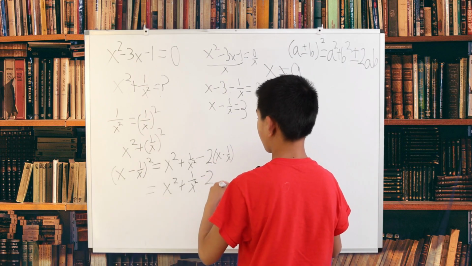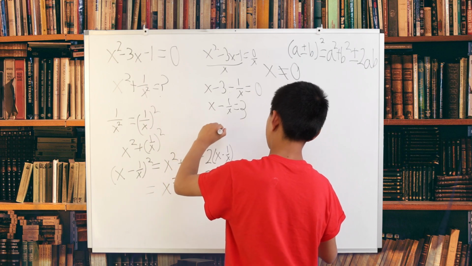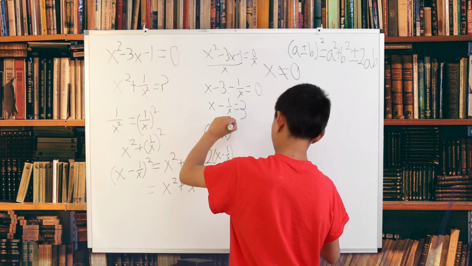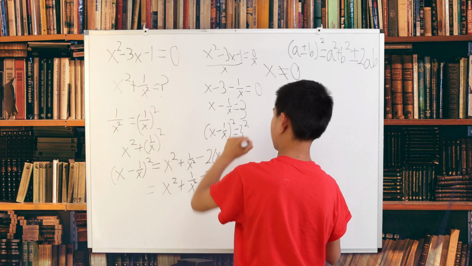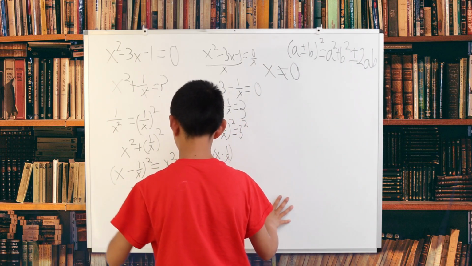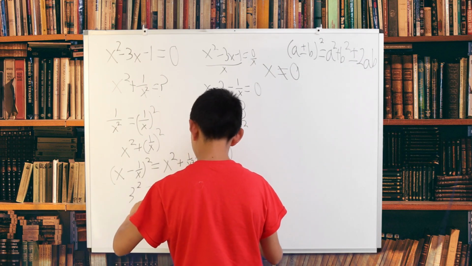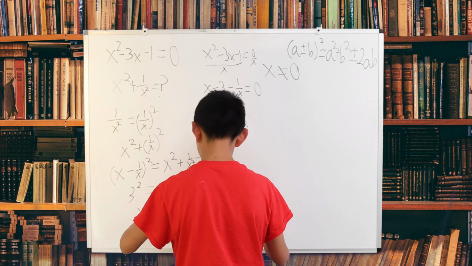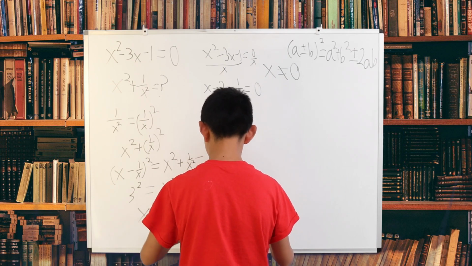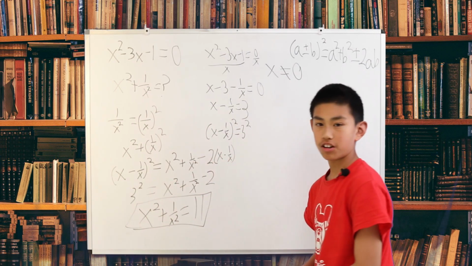Once we square both sides, (x minus 1 over x) squared is 3 squared. So this goes down here: 3 squared, or 9. And we move the 2 to the other side. So x squared plus 1 over x squared is equal to 11. And that is our answer.